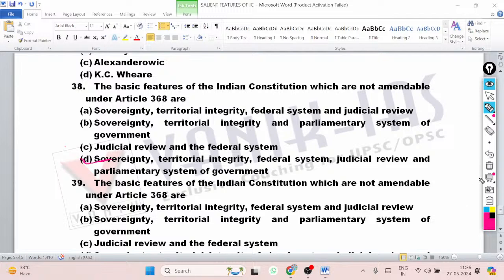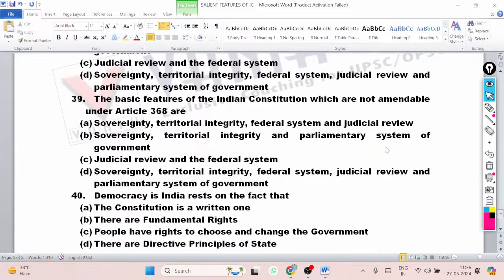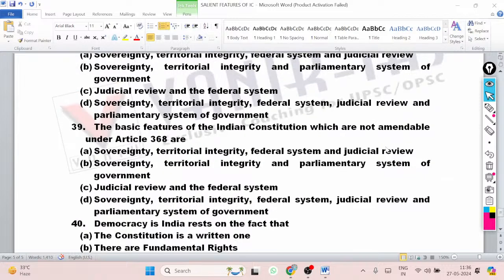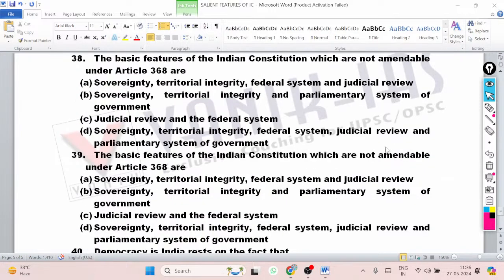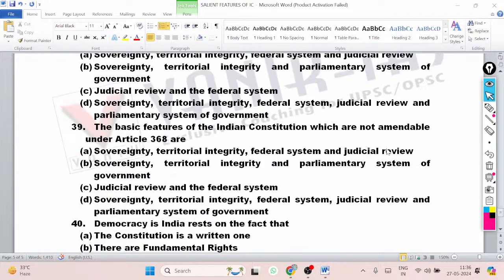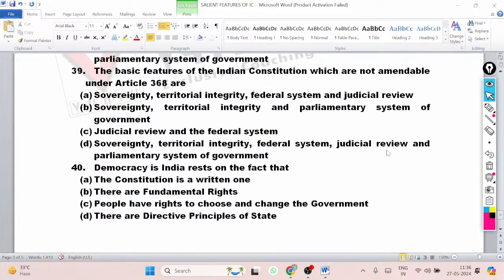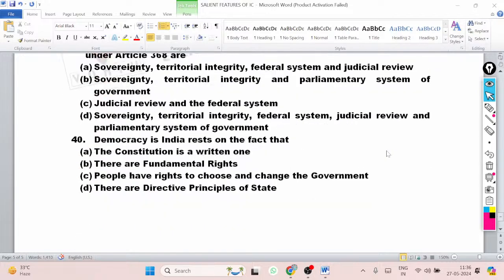Then question number 39. The basic features which are not amendable, the same question is repeated. So the answer will be D.